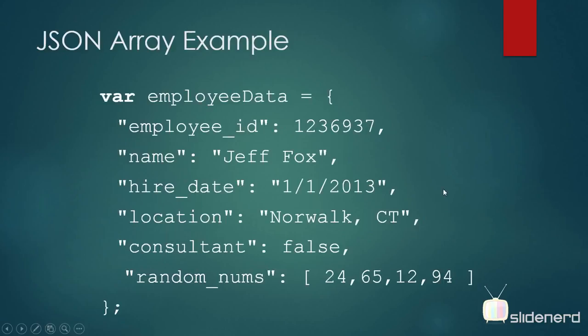Let's take a look at an example. Here you see this random nums property. Its value is an array. The square bracket opens 24, 65, 12, 94, and it closes. So this is how you write a simple array.